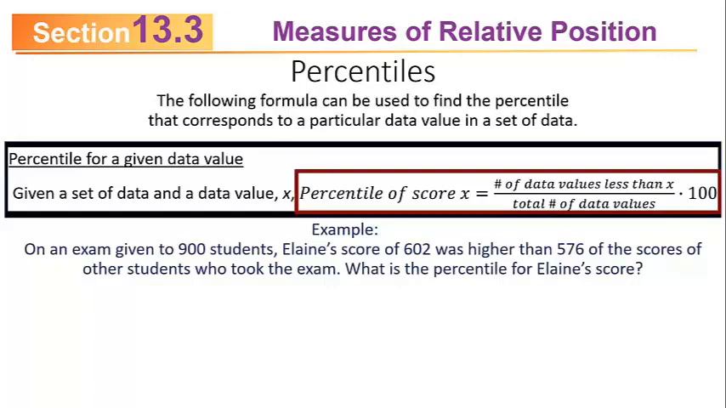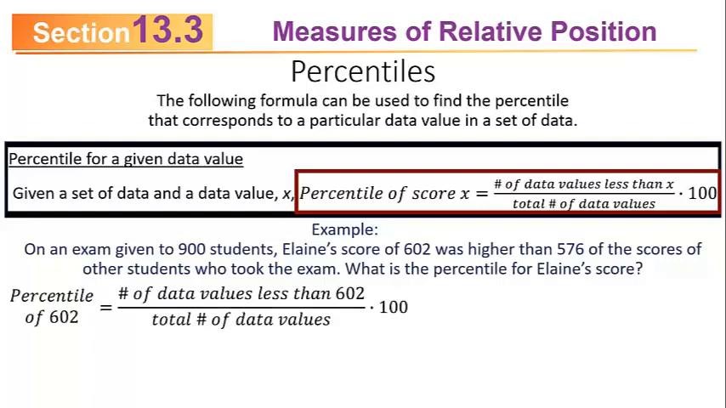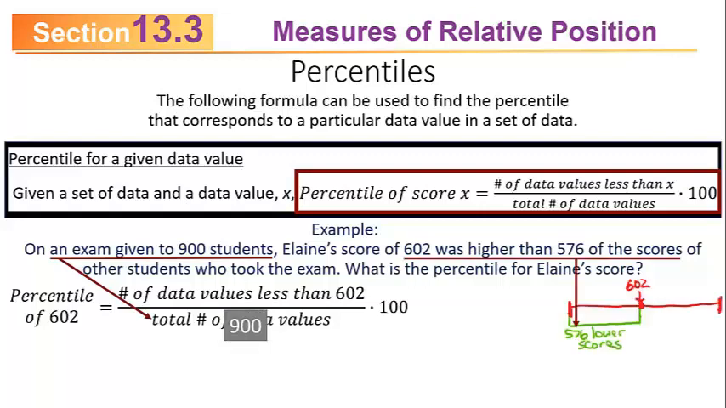Remember the formula. It's the number of data values less than x divided by the total number of data values. Take that fraction, multiply by 100. In this case, we're looking for data values less than 602. Read this carefully. The exam was given to 900 students, so that's the denominator of the fraction. Those are the total number of data values. But for the numerator, we need the number of data values less than 602.